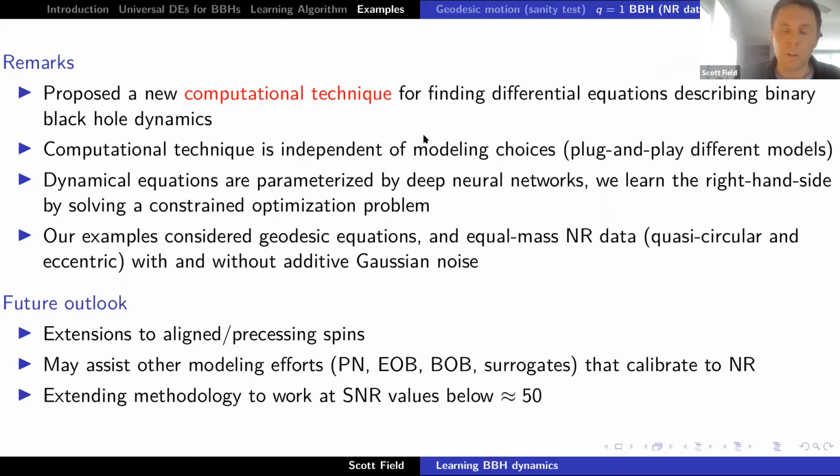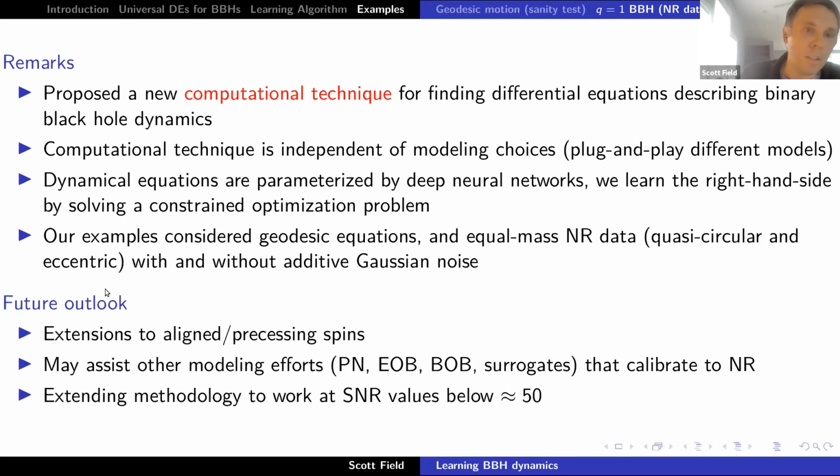But for example, you could swap out the quadrupole formula for a PN formula. You could swap out the ODE model that we used, PN, for EOB. It's largely agnostic to those choices. And the main thing that's new is that we augment the dynamical equations, the ODE model, with deep neural networks, and then we solve it with this joint sensitivity method using a constrained optimization problem. We looked at a couple of simple test cases here.